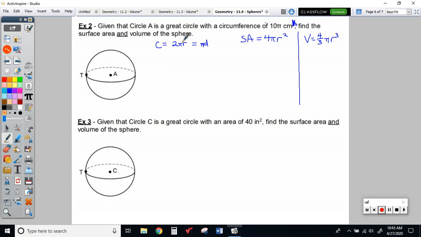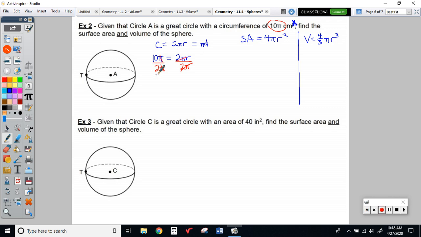So circumference is given to me as 10 pi centimeters. So I'm going to replace c with 10 pi. So 10 pi would equal 2 pi r. And we could divide by both 2 and pi here. If you're going to use a calculator to do this, I think you're making it unnecessarily hard. You can just cross out the pi's, and then 10 divided by 2 is 5.